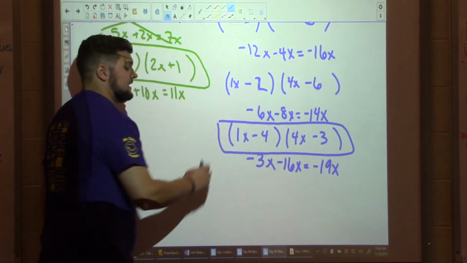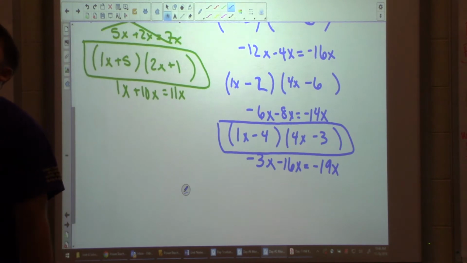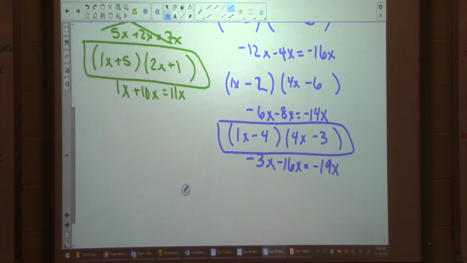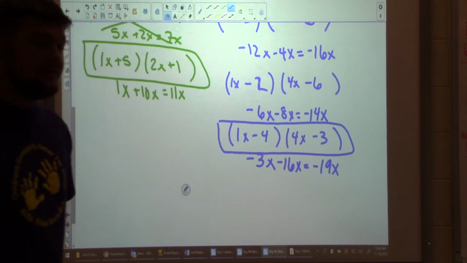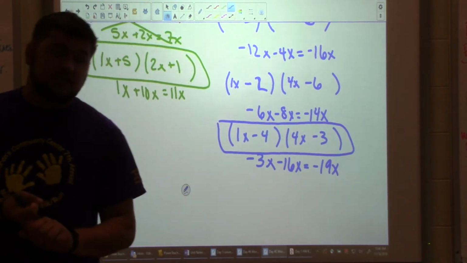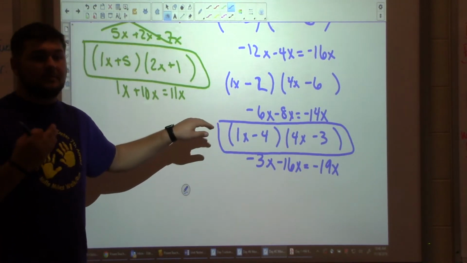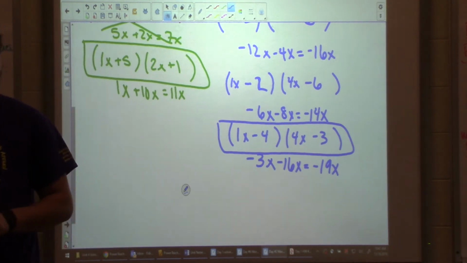Now, guys, sometimes this can take forever to keep guessing and checking, right? Now, the better you get at it, the more you practice it, the easier it'll be, the faster you'll be able to do it. You'll be able to see them fall together, all right?